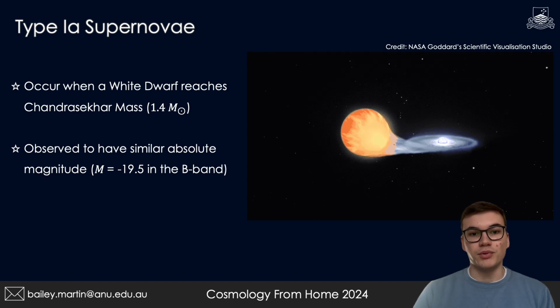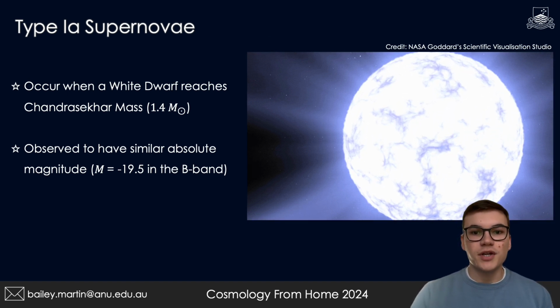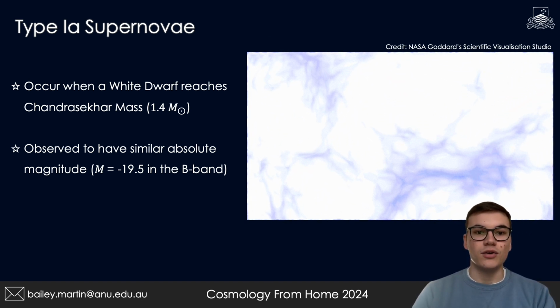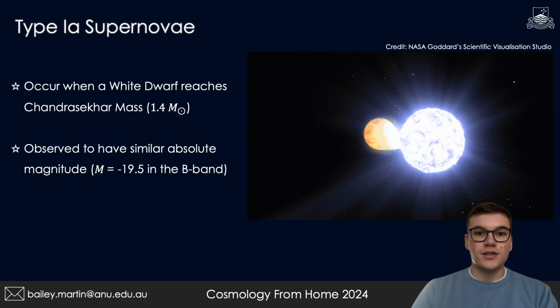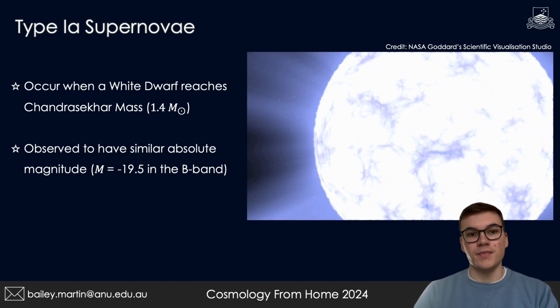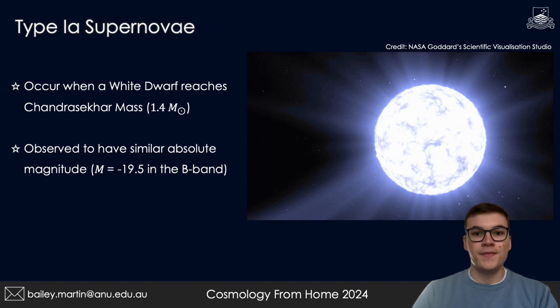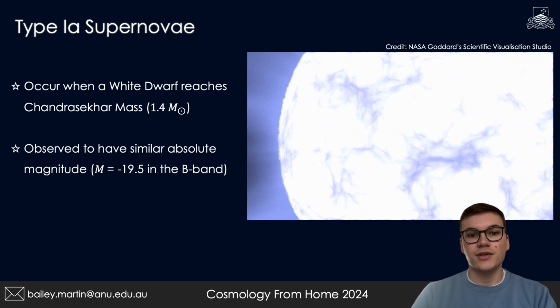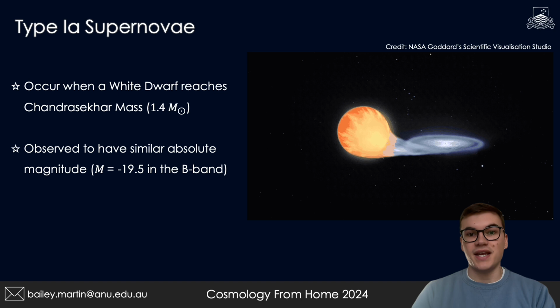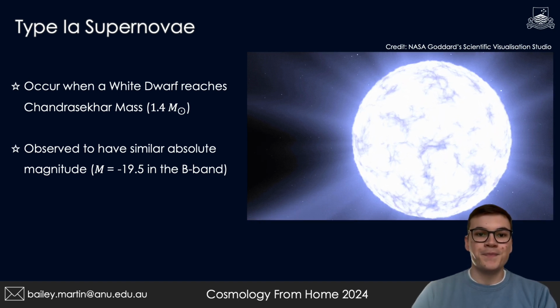So when we see a random bright object in the night sky, we have no idea if it's intrinsically bright or if it's just nearby. Type Ia supernovae solve this problem, as they've been observed to reach essentially the same absolute magnitude. This means that we can determine accurate distances because if they appear faint, they must be further away.